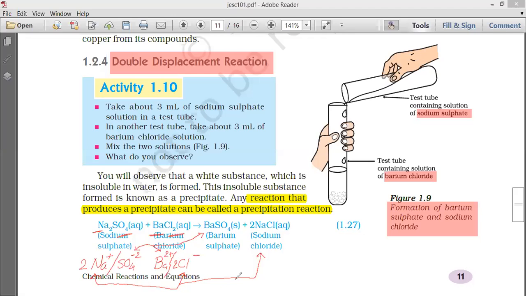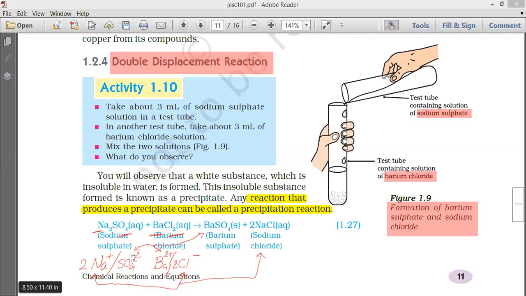Again, I will explain it. We have sodium sulfate, it can be separated into Na plus and SO4 minus. Barium chloride, it can be separated into Ba2 plus barium ion and chlorine ion. Now what happened in a double displacement reaction? Ion exchanges and form different solution.